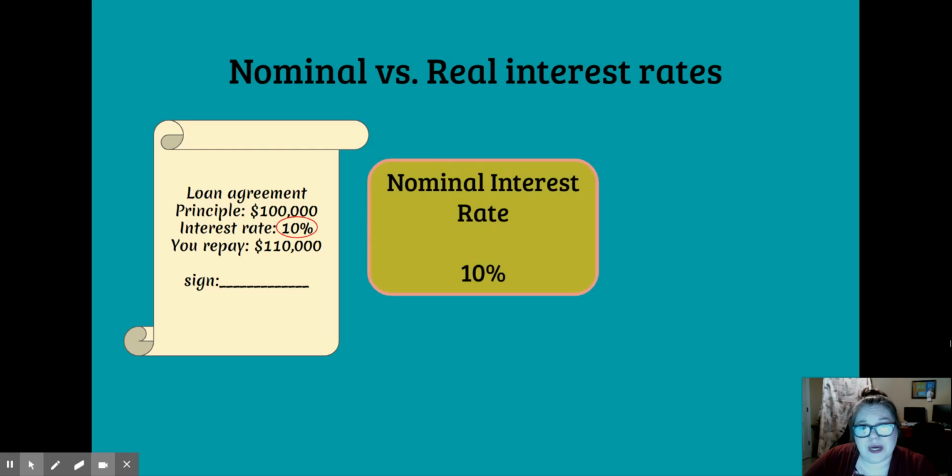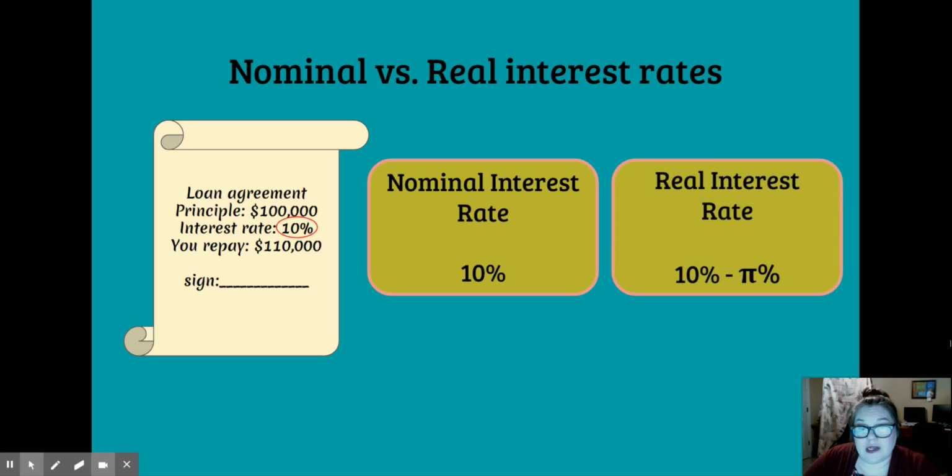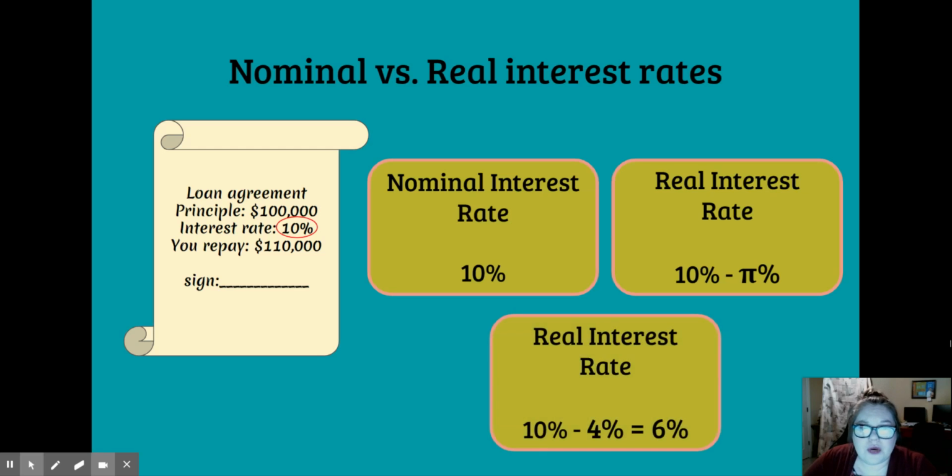A nominal interest rate is the interest rate that one actually pays for the loan, the number written in the contract. Every interest rate that you see advertised is a nominal interest rate. The real interest rate, on the other hand, is the nominal interest rate adjusted for inflation, found by subtracting the inflation rate from the nominal interest rate. For example, if your loan has a nominal interest rate of 10%, but the inflation rate is 4%, the real interest rate is 6%.